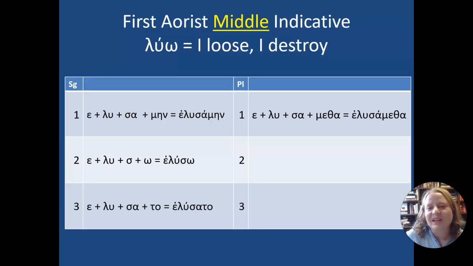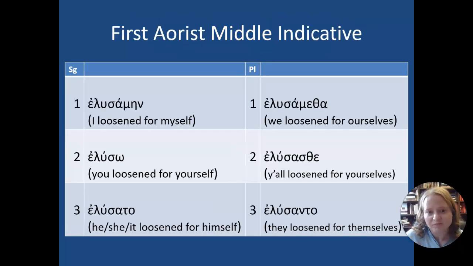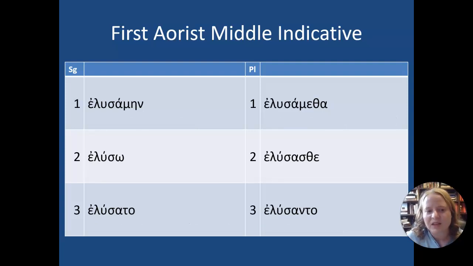Elusato, elusametha, elusasthe, elusanto. If you can find the epsilon and the sa, then you're good to go and you know that you're in the aorist. This means something like I loosened for myself, I loosened my chains for myself, you loosened your chains for yourself. Elusamen, eluso, elusato, elusametha, elusasthe, elusanto.